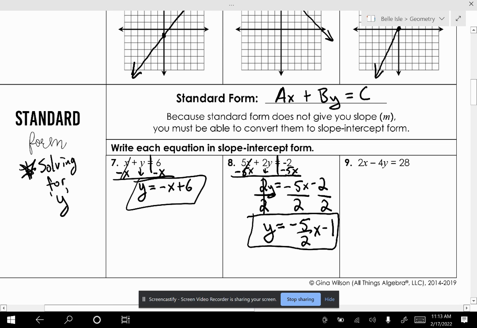Simplify the slope, and you got it. So -1x.